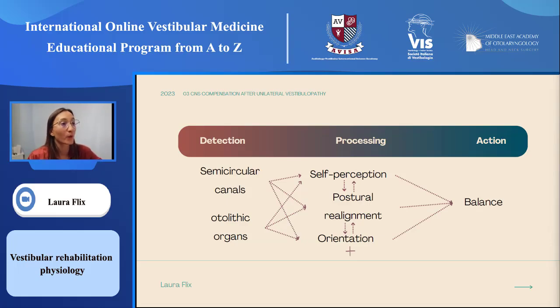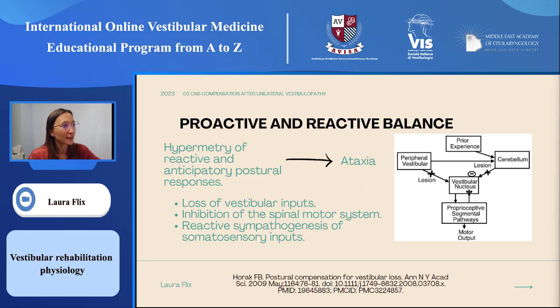But when we are talking about balance, we're going to start having it a little bit more blurred, no? So then we will have affected the proactive and reactive balance. It will be hypermetric, or reactive and anticipatory postural responses. We will have an ataxia, and that will be caused by the loss of vestibular inputs. So this way we will have an inhibition of the spinal motor system and the reactive sympathogenesis of somatosensory inputs.